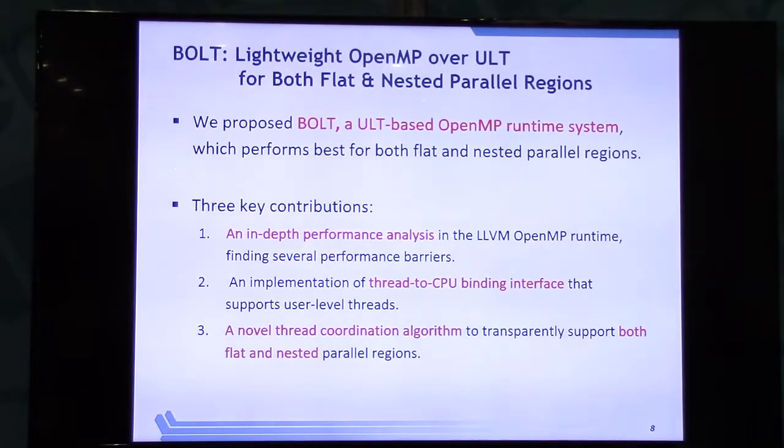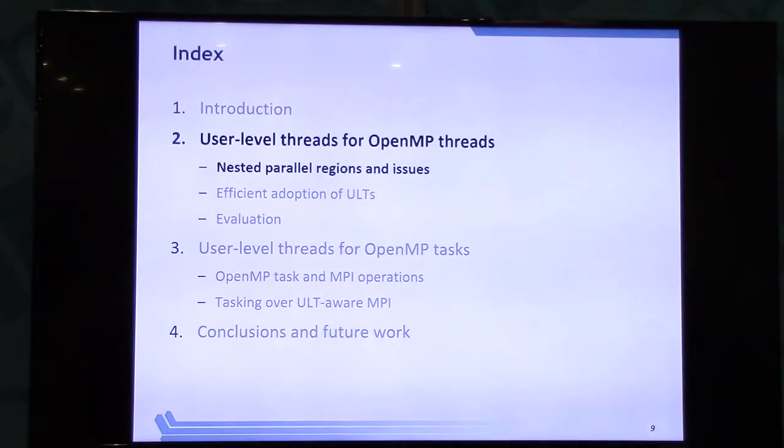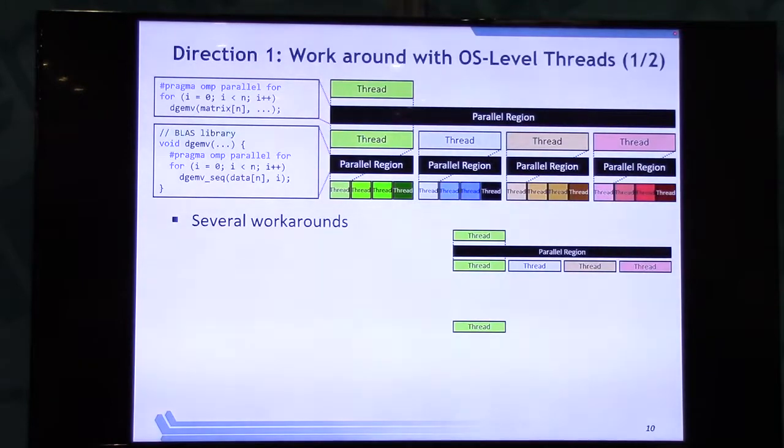All right, so we tackle this nested parallel region issue by adopting the second option, with deep performance analysis and optimizations. Our Bolt runtime system is a lightweight user-level threading library based on LLVM OpenMP, which performs best for both flat and nested parallel regions. Okay, we'd first like to talk about the background of this work. As I explained, nested parallel regions have been considered a problem for decades.